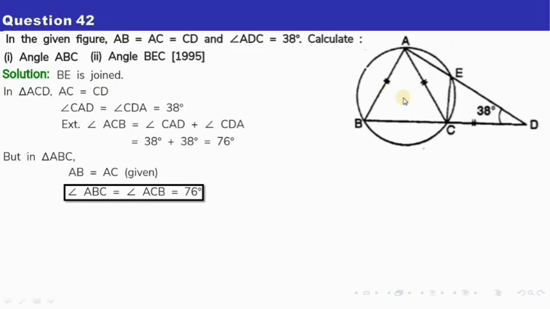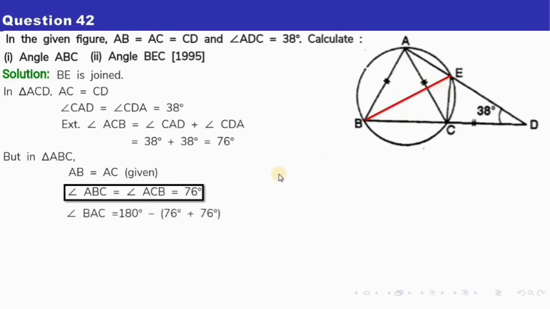Now as I said, for the second case, BEC, we need to join BE. So let me join BE out here. We are asked to calculate BEC, that means this angle. Before we calculate this angle, we will first find this angle, because this angle and this angle are angles in the same segment BC. From BC we have BAC and BEC, and both of them will be equal.